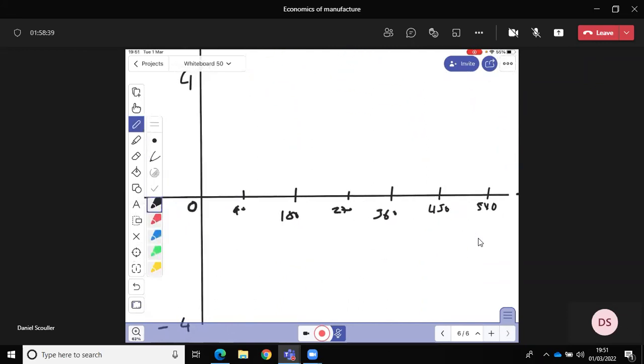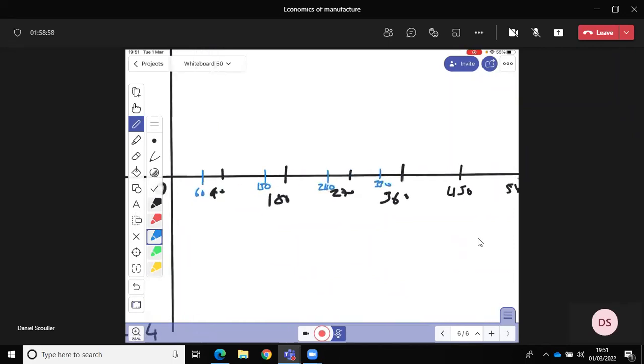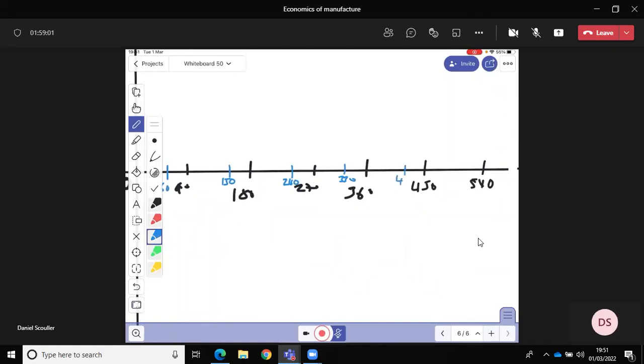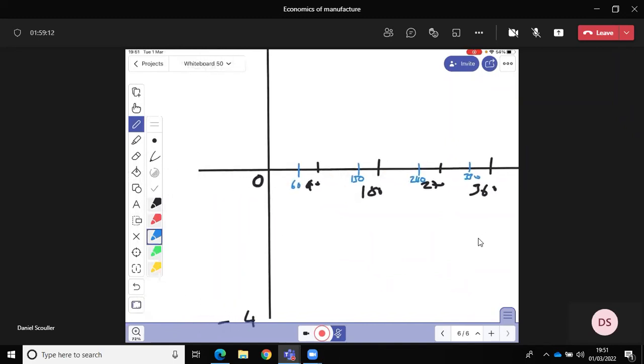Okay, let's use a different colour. Okay, that's going to be 60, 150, 240, 330, just continue, 420, 510, 540. Okay, so in blue there is our new milestones. Now you could also do start one, which is minus 30 as well. Just as a wee reminder there.